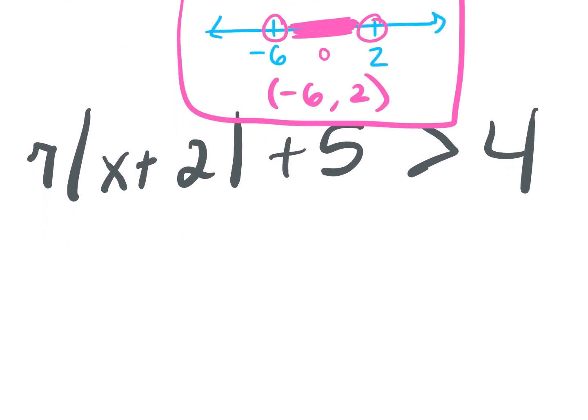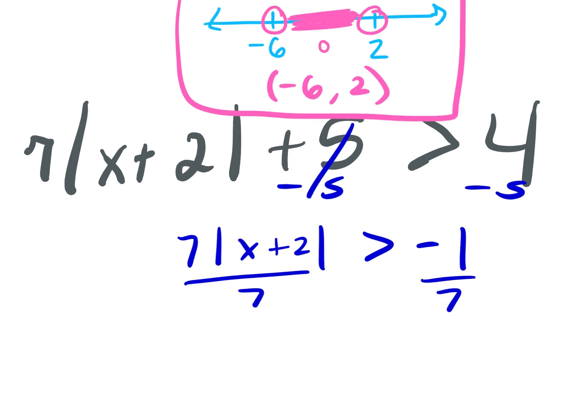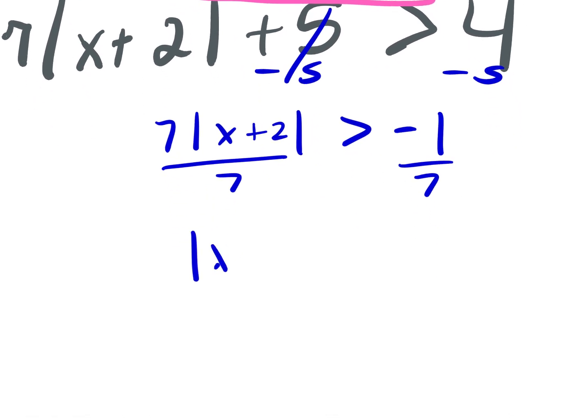So for 11, we want to isolate the absolute value. So what would we move first? We're going to subtract 5. So 7 times the absolute value of x plus 2 is greater than negative 1. What do we do next? Divide by 7. Well, let's think about it. So we have the absolute value of x plus 2 is greater than negative 1 over 7.